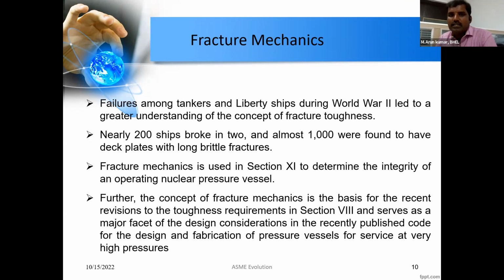Then fracture mechanics developments. In the allowable stress, initially yield and ultimate with the factor of safety were considered. That is the primary stresses. Now the secondary stresses like creep, fatigue, ratcheting are under consideration, and due to this the allowable stresses were redefined.